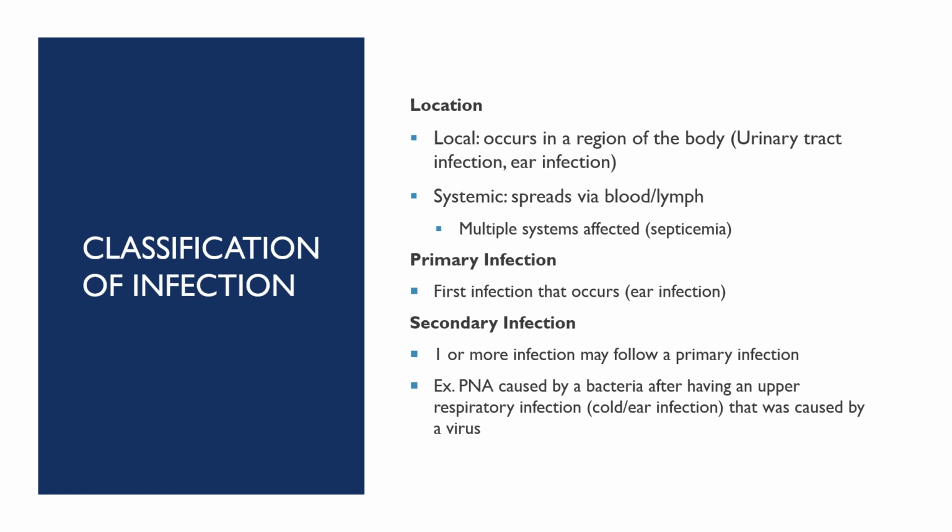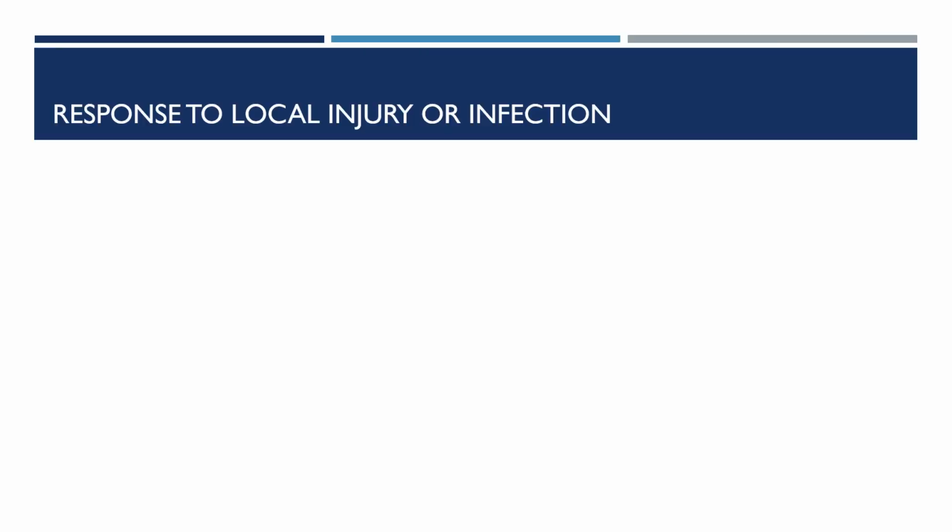Okay, so now let's go to the primary infection. We were just talking about how if a patient has a cold, that is their primary infection. It's the first infection that occurs. Then let's say they get pneumonia. That's the secondary infection. It's one or more infections that may follow a primary infection. An example is pneumonia caused by bacteria after having an upper respiratory infection, like a cold or an ear infection, that was caused by a virus. So patients can come in with one infection, but after a certain amount of time, they can get a secondary infection.